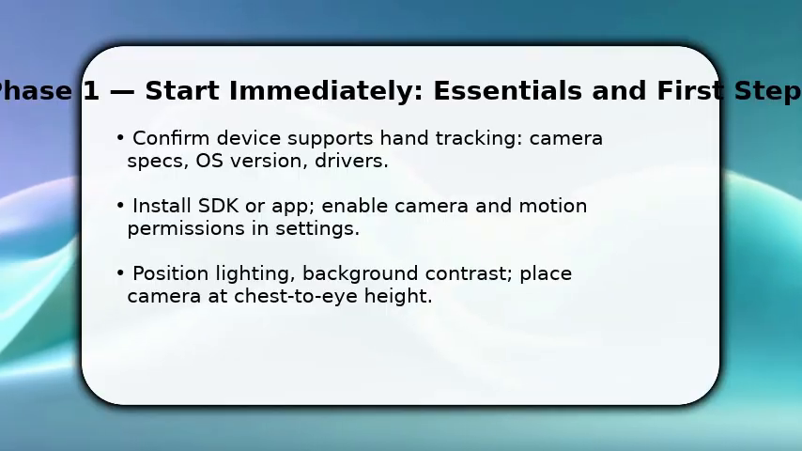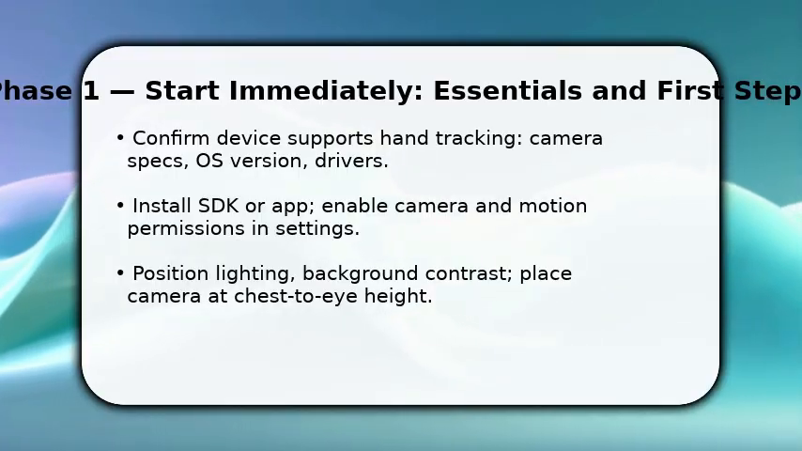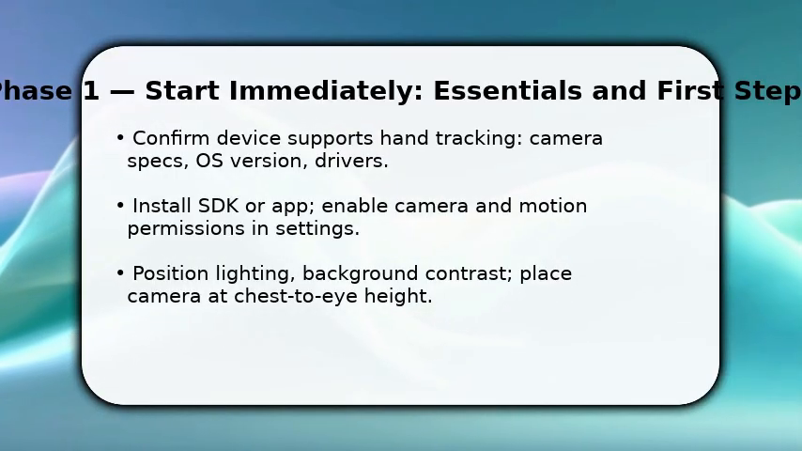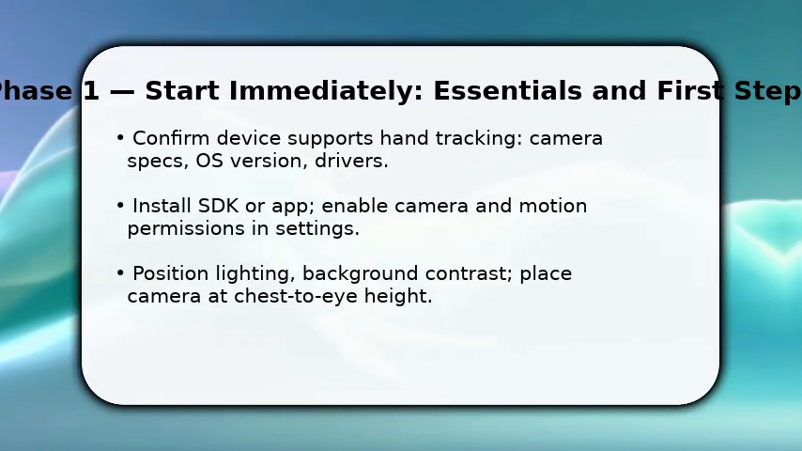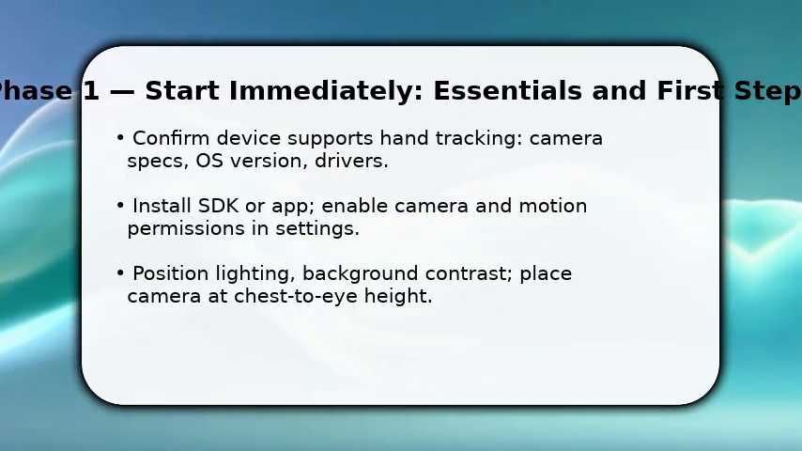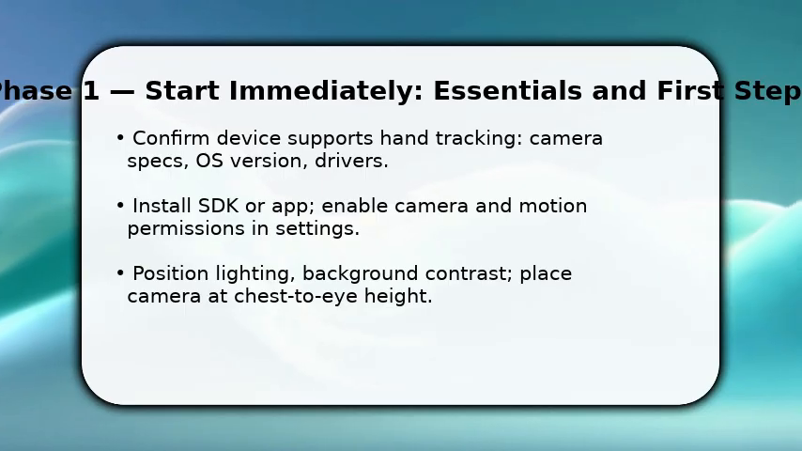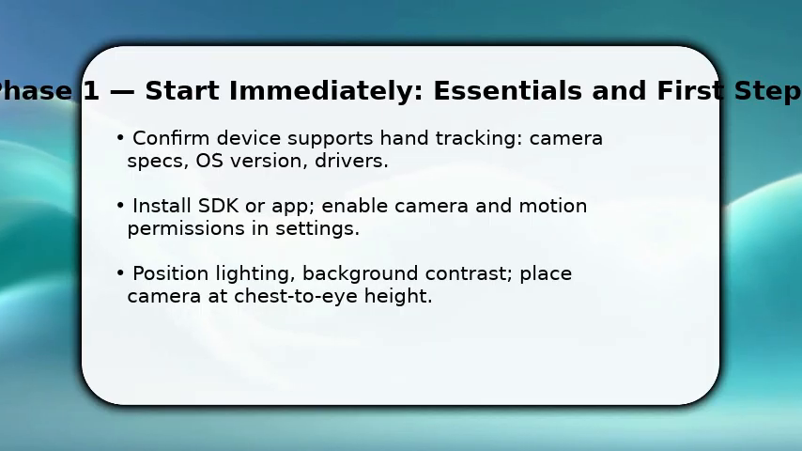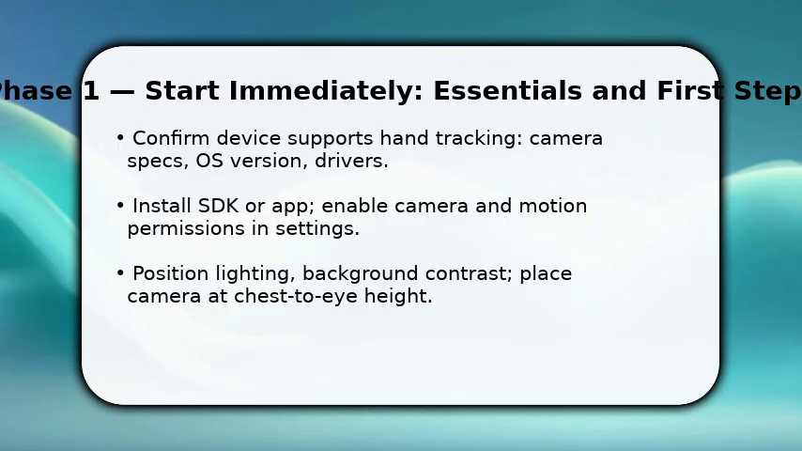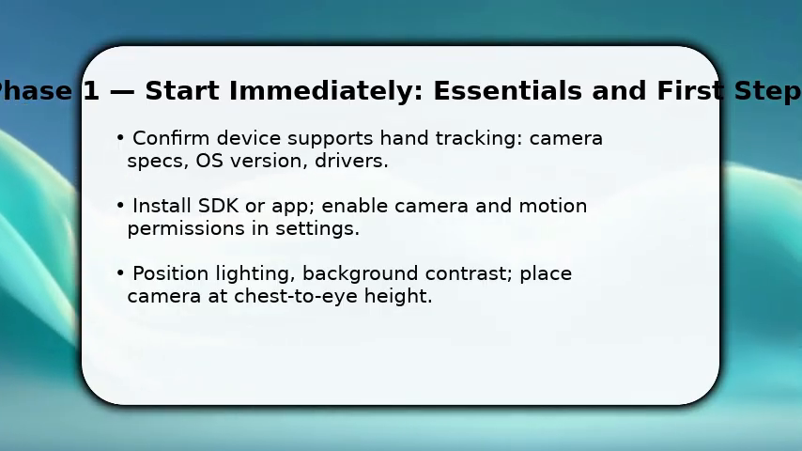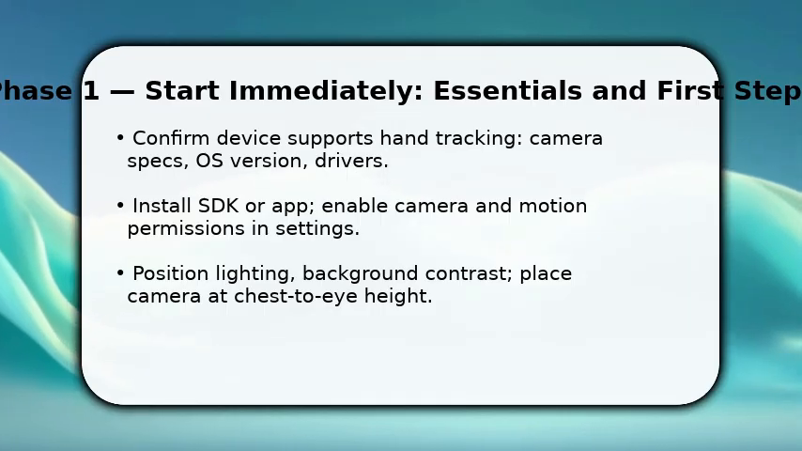You start by confirming your hardware and permissions because reliable input depends on it. Enable camera and motion access now, install the updated SDK or app, and restart if prompted. Once done, optimize environment. Steady lighting, low background clutter, and a camera angle around chest-to-eye height to maximize detection. This first pass reduces false positives and gives the tracking model the right data to learn from.